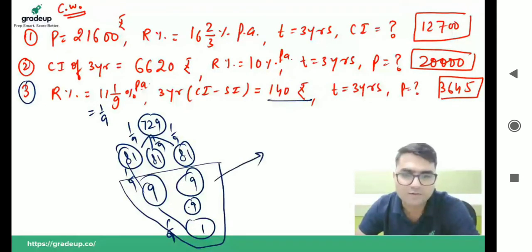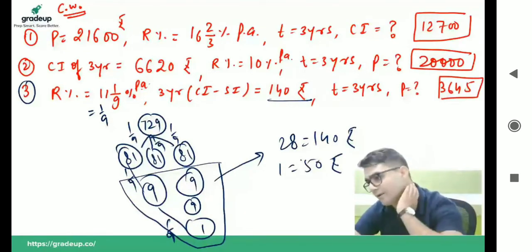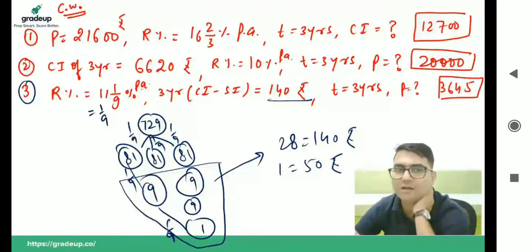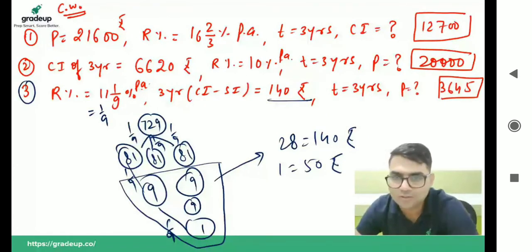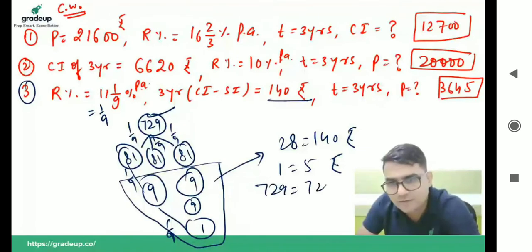Here we have 28 is equal to 140 rupees. 1 is equal to 5 rupees. Okay. Now, we have to find the value of the principal. Just listen. 1 is equal to 5 rupees. We have to find the value of the principal. So principal is what? 729. So 729 will be equal to 729 into 5.